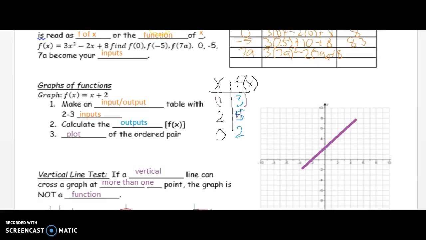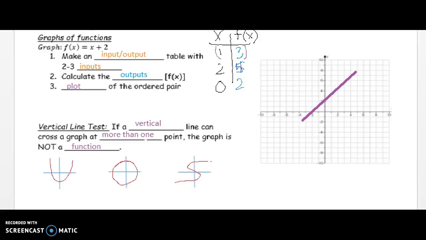The last part is the vertical line test. It's just a way to test, if you are given a graph, to see if it is a function. If it is a function, then if you take a vertical line and go through the graph at any point, let me see if I can draw some here so you can kind of see. I'm going to use this purple. If I draw a line at any point on my graph, I shouldn't touch it more than once.